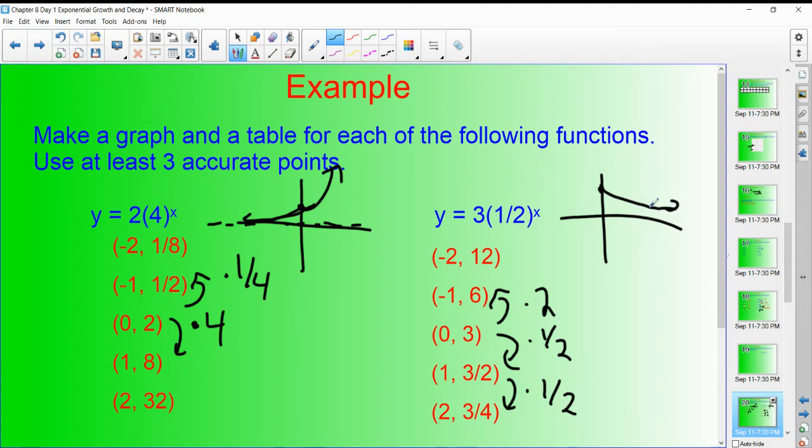This one has decay. So exponential growth is the left function, exponential decay is the right function. Check it on Desmos if you'd like to see what it looks like on there too.